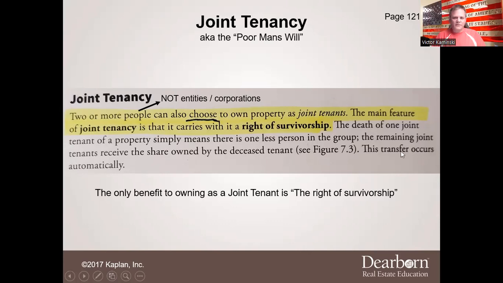I'll explain why in a few moments. But two or more people can also choose to own property as joint tenants. The main feature of joint tenancy is that it carries with it the right of survivorship. So what's the only benefit of creating a joint tenancy? The right of survivorship. It's the only benefit. So what does that mean? That means if one of your co-owners dies, the surviving co-owner or owners will automatically equally split the shares of the owner who died.